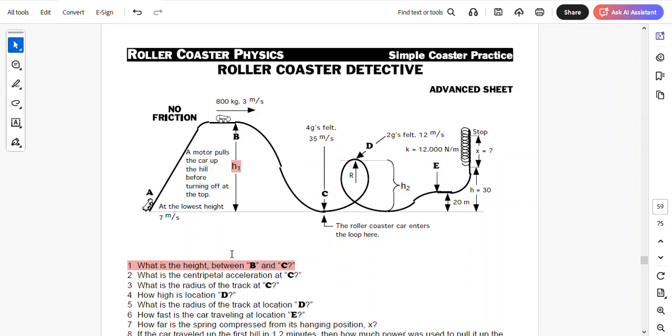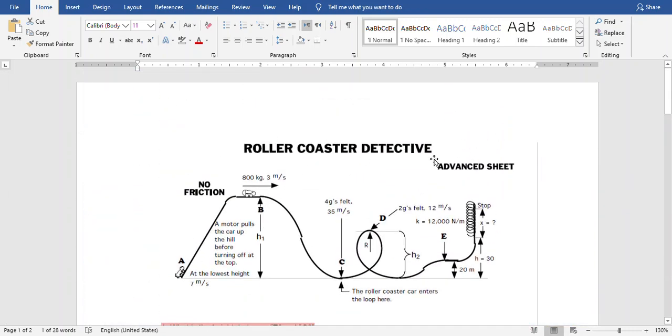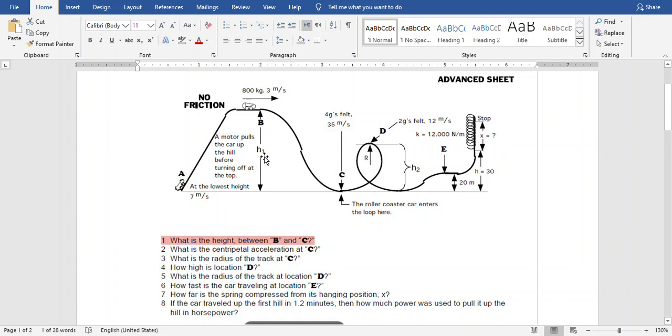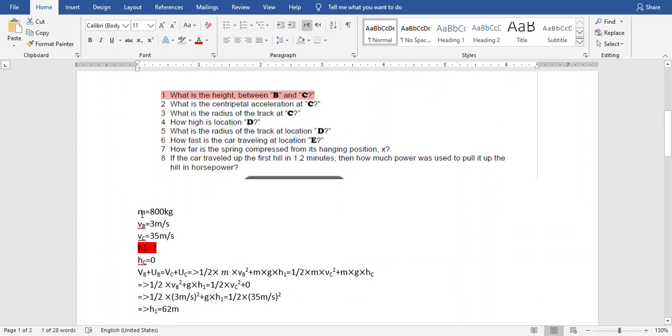Now the problem is: what is the height between B and C, I mean from here at the top to the ground at C? We call it h1. I have a screenshot from this page in my Word. Let me show it to you: the Roller Coaster Detectives advanced sheet. Here I want to calculate h1. I have put down the known data m, vb and vc.